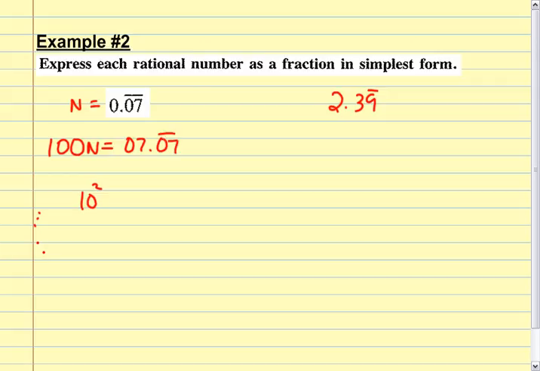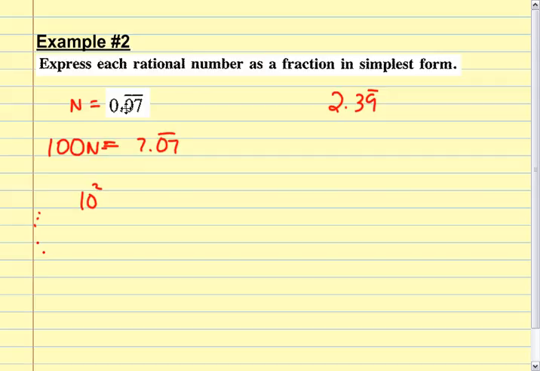So 100n is equal to 07.07 repeating. Do you see that? The decimal point moved 2 places? And then behind this is 07, 07, 07 on forever and ever. Okay? So now, I can get rid of that 0, yes? So 100n is equal to 7.07 repeating.